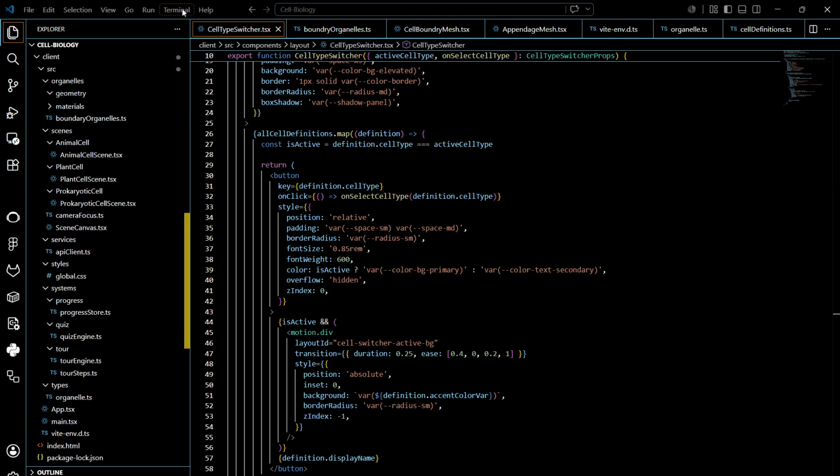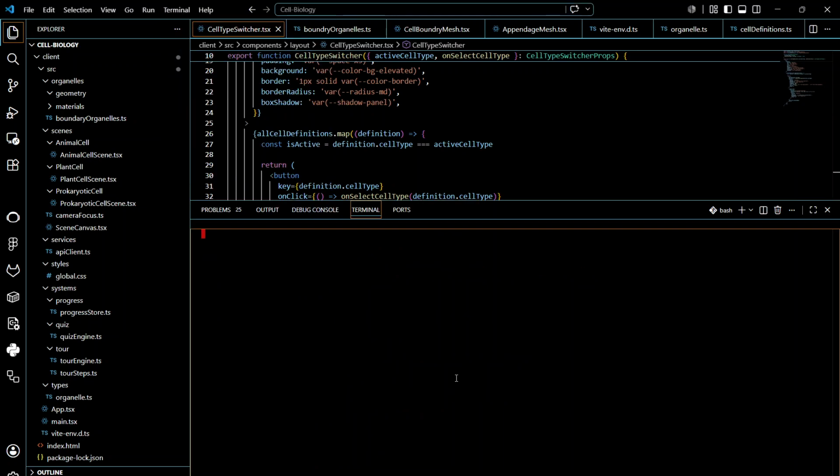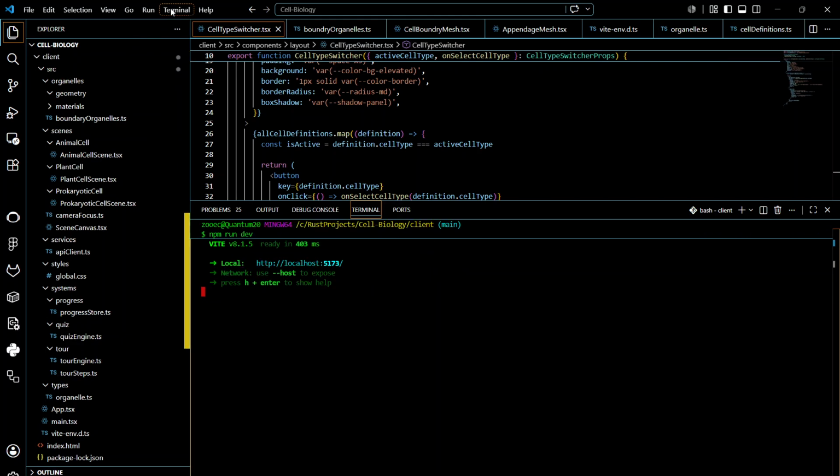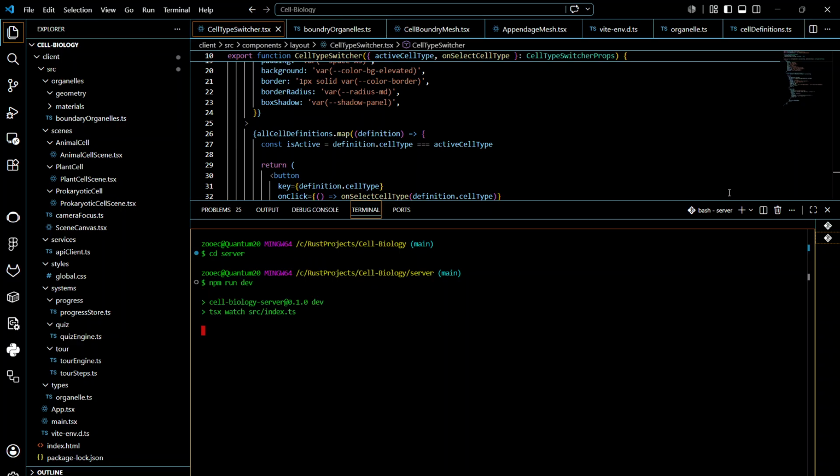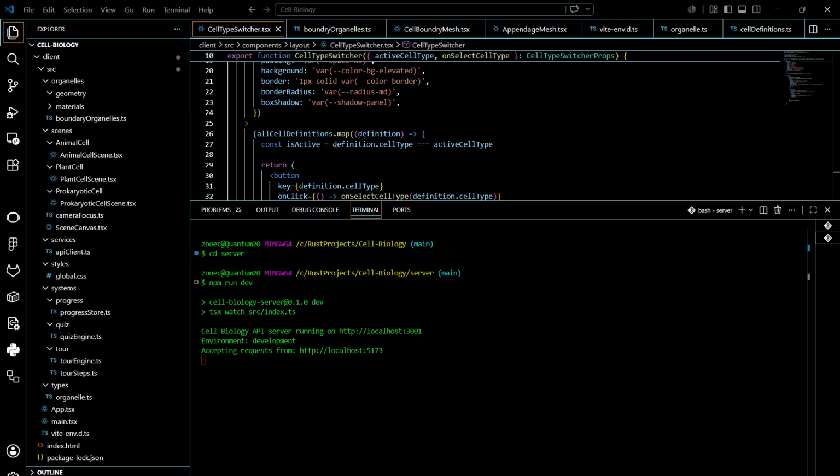Okay, so I'm going to go ahead and spin this up, and then I will pull it over from my other monitor. Change directory into the client, npm run dev. All right, so I'm going to go ahead and cd into the server. Same thing, npm run dev. Okay, now over here, okay, let me pull this over for you.